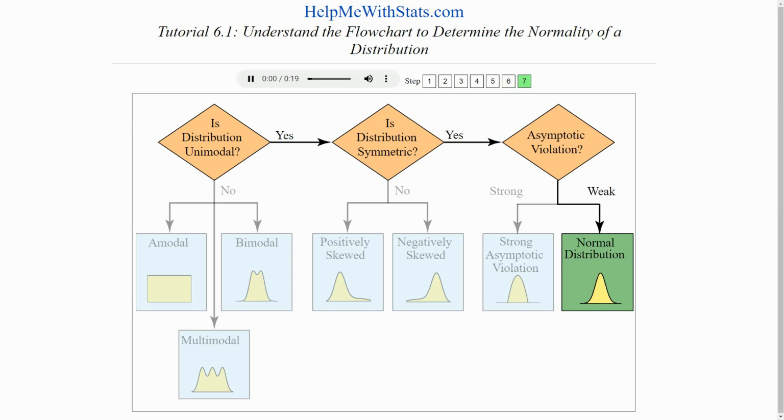If the distribution has tails that extend out at least 4 standard deviations on each side, then there is a weak violation of asymptoticness. At this point, we have a distribution which is unimodal, symmetric, and asymptotic. These are the 3 characteristics of a normal distribution.